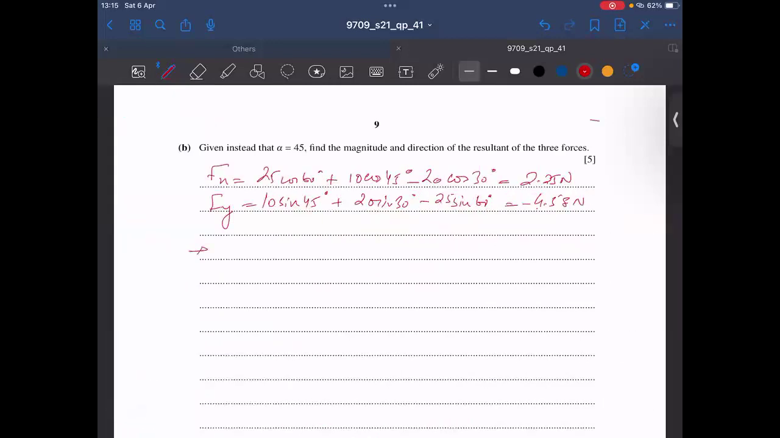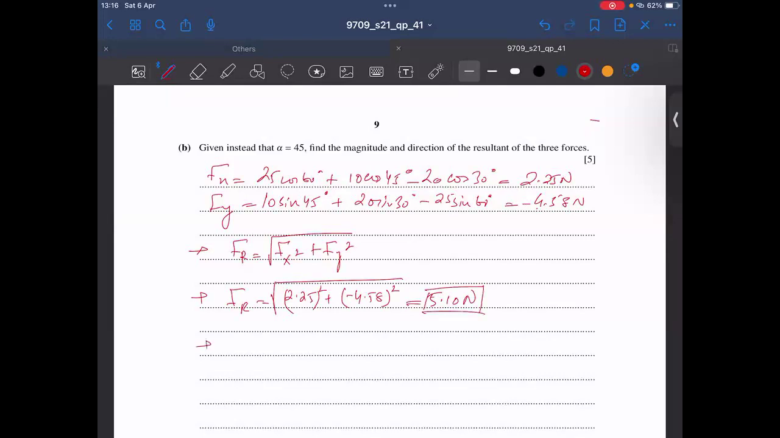Now to calculate the resultant Fr, we are going to take the square root of the square of Fx plus the square of Fy. All right, Amna, can you do it for me? 2.25 squared plus minus 4.58 squared. What are you getting? 5.10 newtons. Okay, that's great.